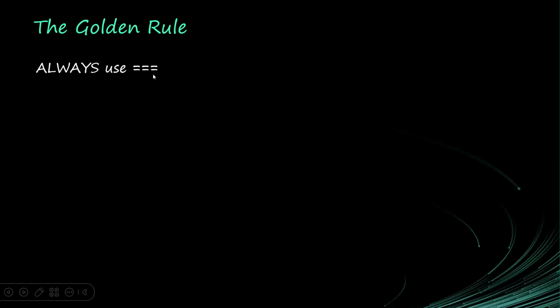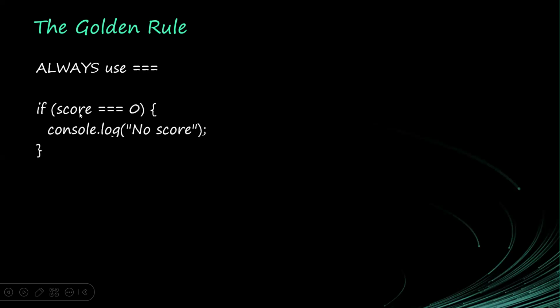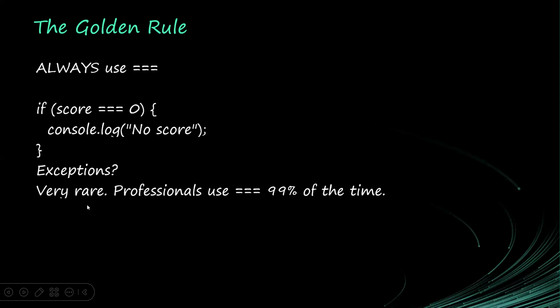Always use the strict equality operator. If score === 0 with the strict equality operator, this is perfect. Very rarely do professionals use the non-strict one. 99%, for me 100%, I use the strict equality operator.